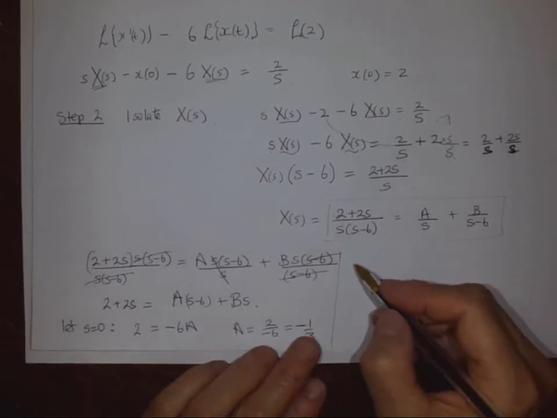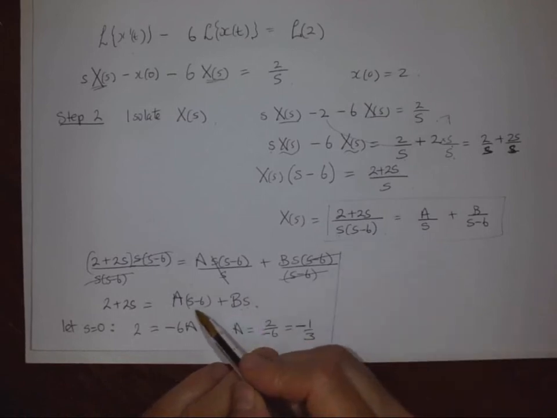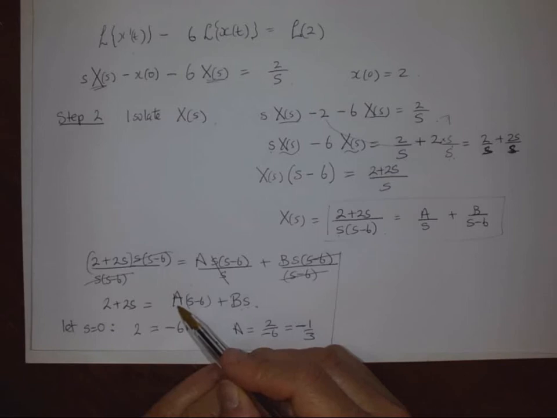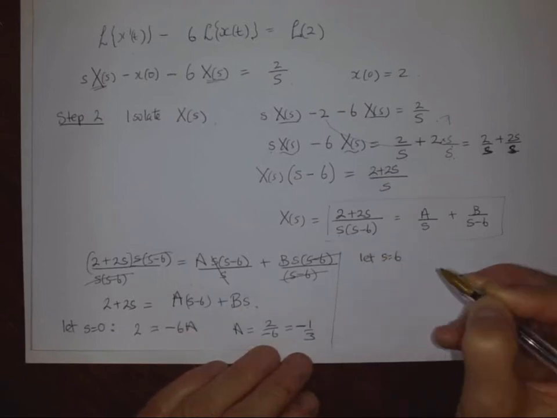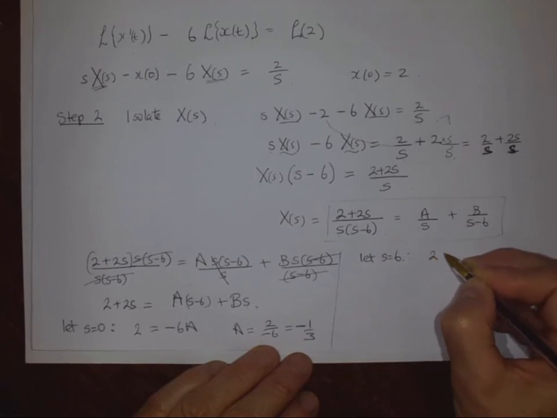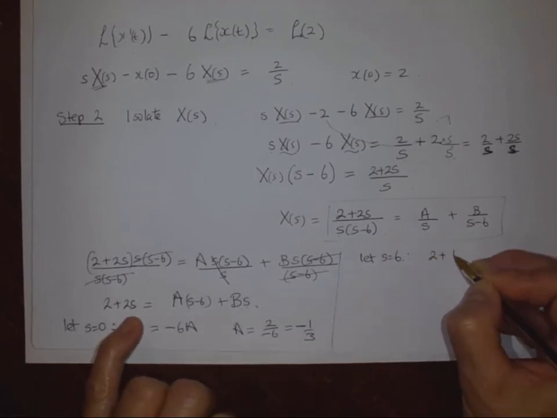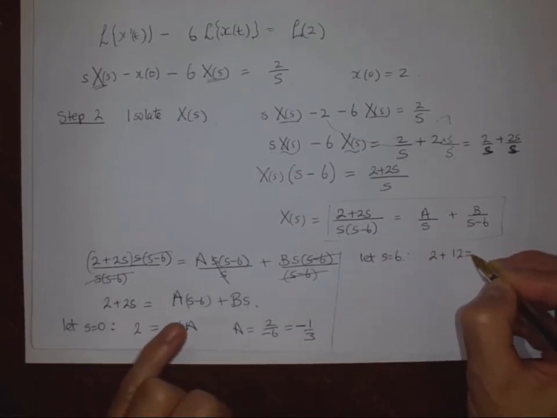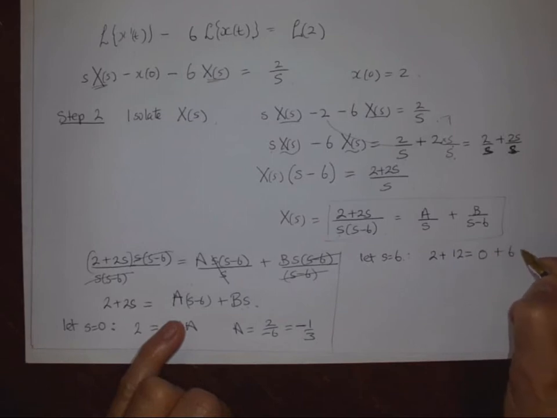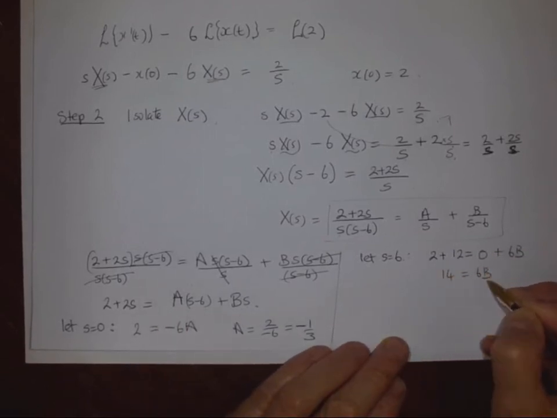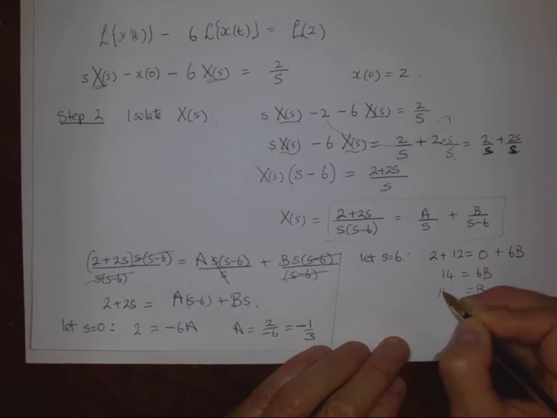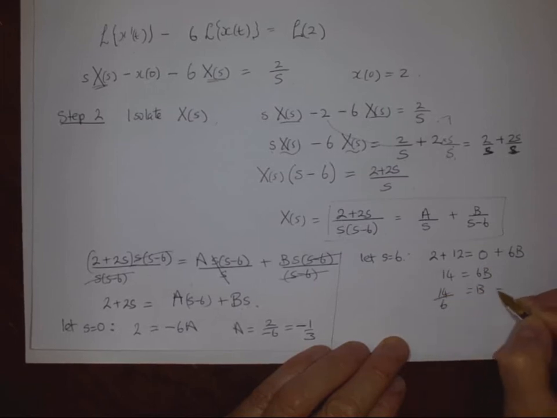And then to get b, if I let s equal 6, that will become 0. A will be eliminated, so let s equal 6. We'll have 2 plus 2 sixes are 12, so 14 equals 0 plus 6b. 14 equals 6b. b equals 14 over 6, which can be written as 7 over 3.